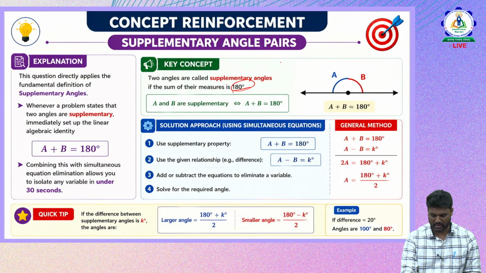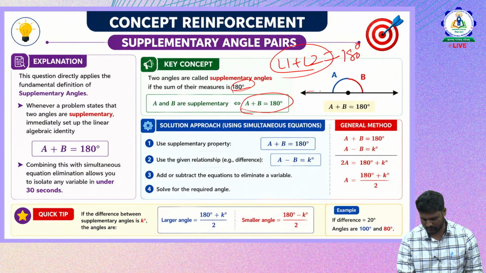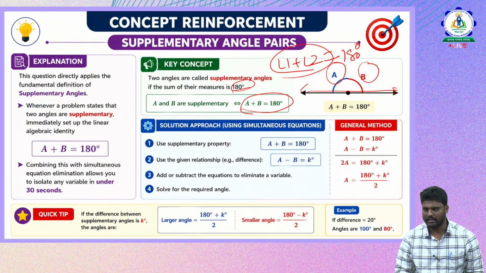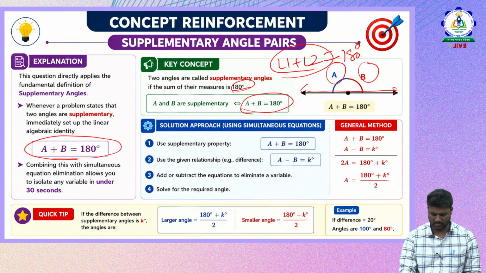For example, if the sum of angle 1 and angle 2 becomes 180 degrees, then we say angle 1 and angle 2 are supplementary angles. So A and B are supplementary angles, which we can represent as A plus B is equal to 180 degrees. On a given line, point A and point B together make 180 degrees. So whenever a question is asked based on supplementary angles, we have to remember that A plus B is equal to 180 degrees.